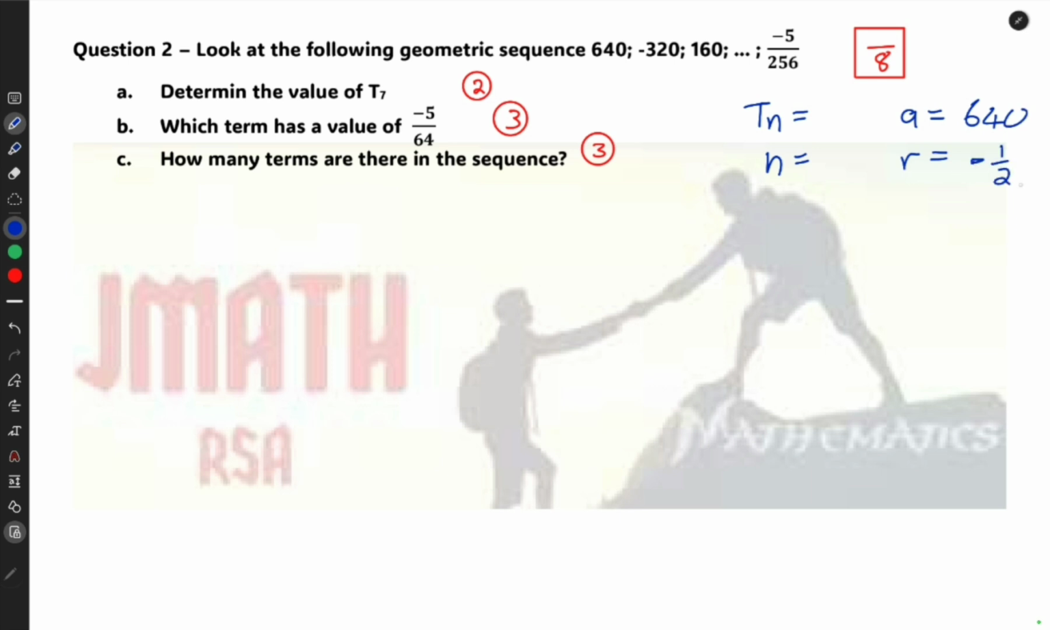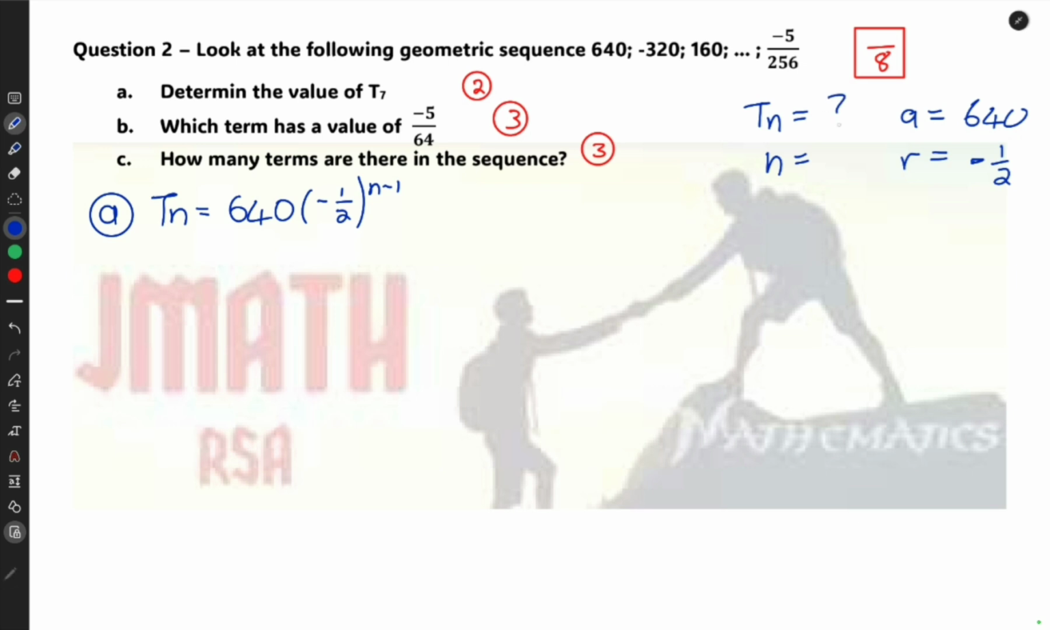Now, question A is different. They don't ask me to get the Tn formula, but please do. It's just going to make the other parts of the sum so much easier. So to start off question A, I'm going to say Tn is equal to a times r to the power n minus 1. Just leave it like that. That's my Tn formula.